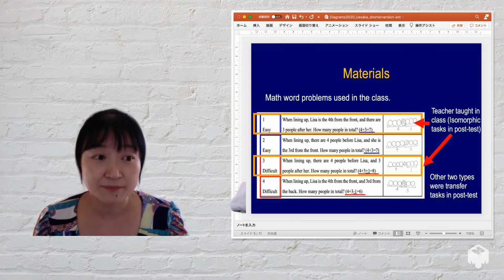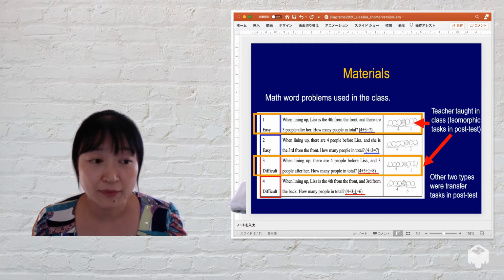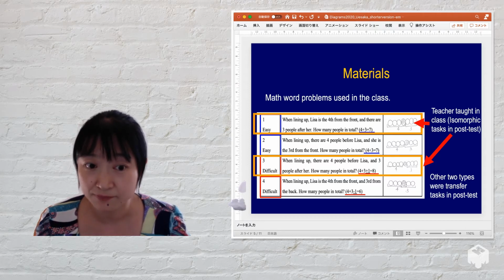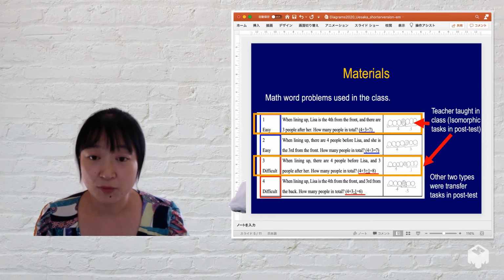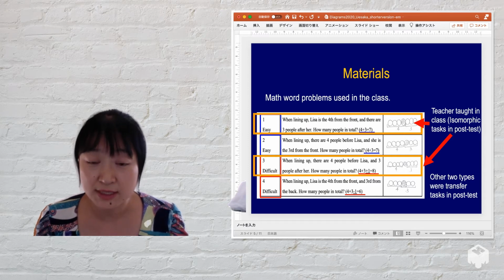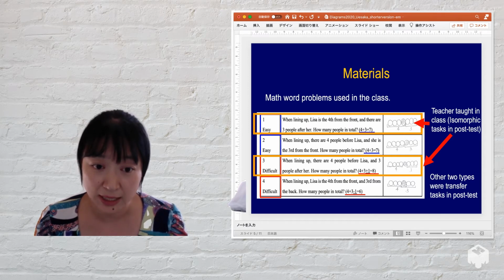In the study, the first and third problems were used for instruction from teachers. So these were isomorphic tasks in the post-test, and the other two types were transfer tasks. It was examined how well students perform in a post-test with the instruction.